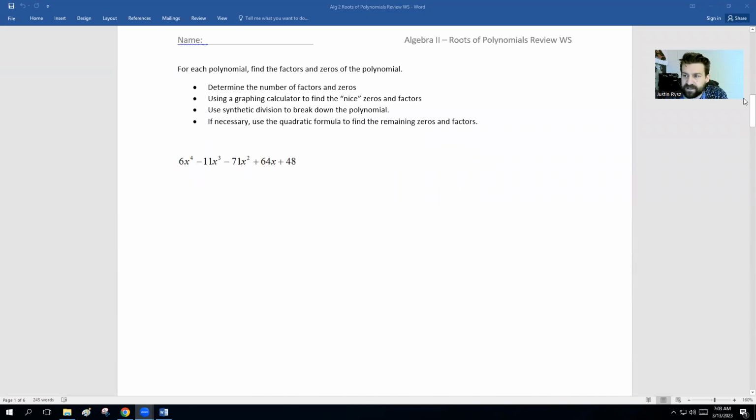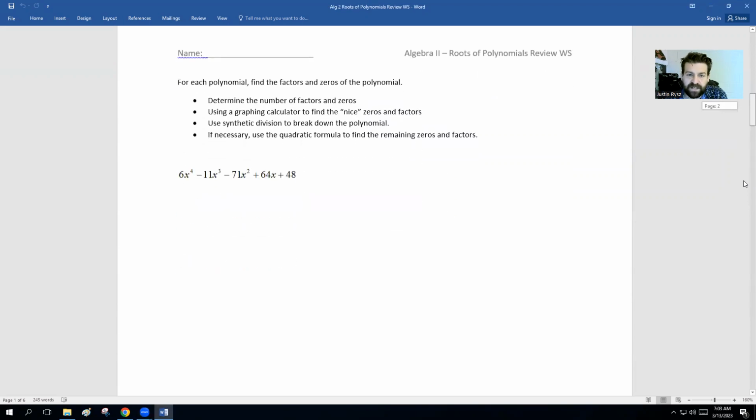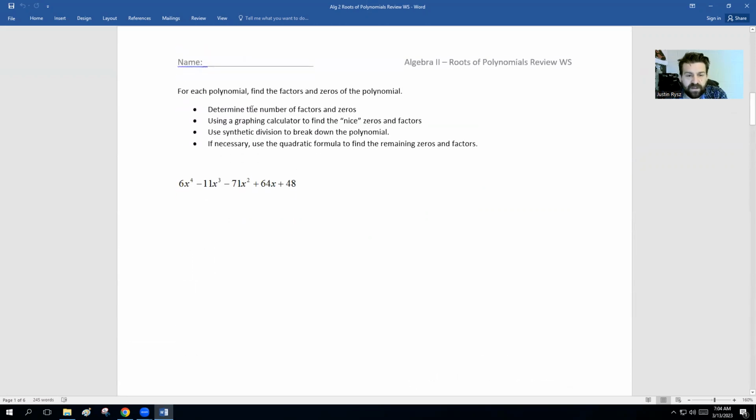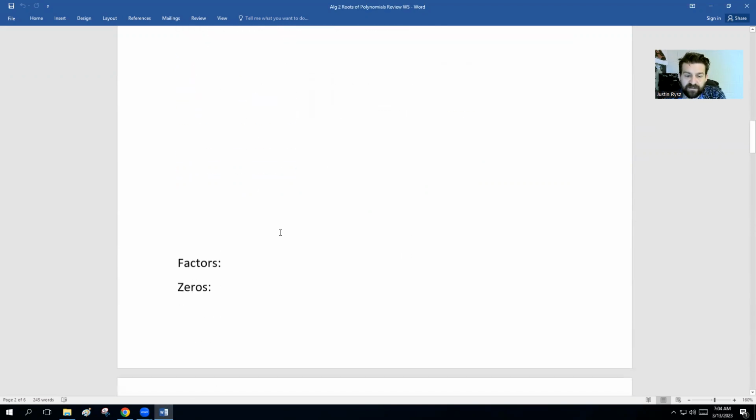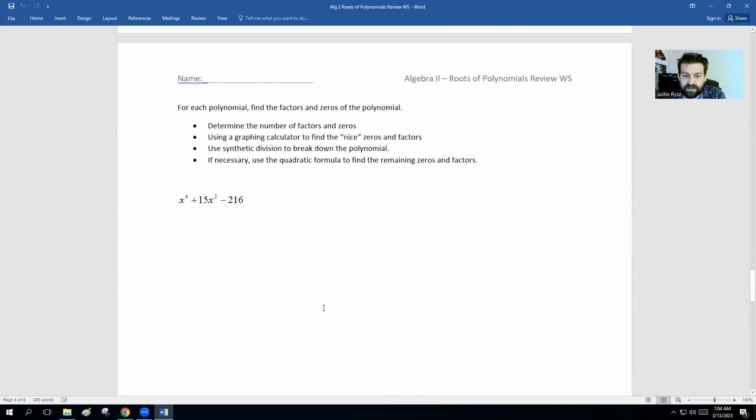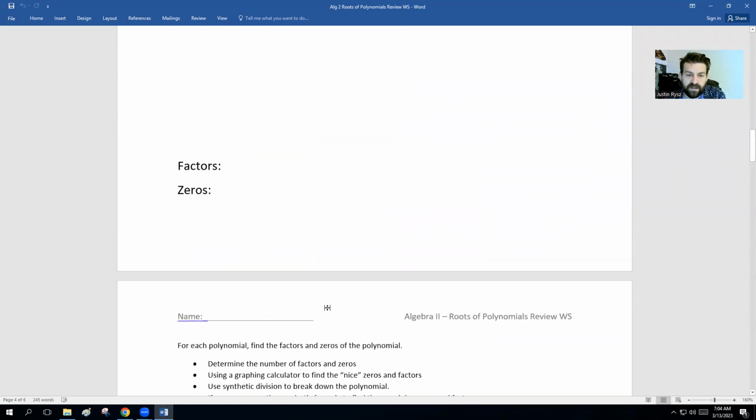Now, the rest of the problems here, you can see, you are basically going to be doing the same thing. You're going to break down the polynomial and find the factors and the zeros of each one. I do give you some clues of what to do. You want to determine the number of factors and zeros. Use a graphing calculator to find any of the nice zeros and factors. Use synthetic division to break down the polynomial. And then if necessary, use the quadratic formula to find the remaining factors and zeros. So you can see we have four of these problems here. This is going to take us a little bit of time, but we'll get through it. We'll get used to this, and hopefully you guys can start to see the pattern.